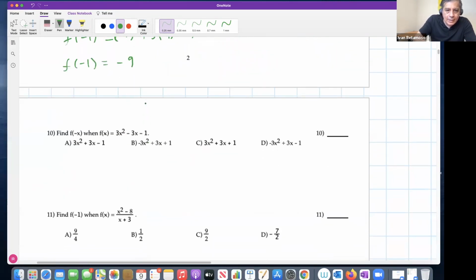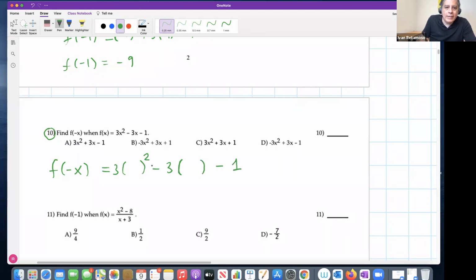Try now number 10, another computational problem. But this time they want you to compute f of -x, right? As a hint, I will tell you that this x is just a placeholder. So sometimes it's a good idea to write the function, leaving a blank space within parentheses, because this is what this function is telling you to do, right? Square the input, whatever it is, then multiply by 3, and then subtract 1 from the result.